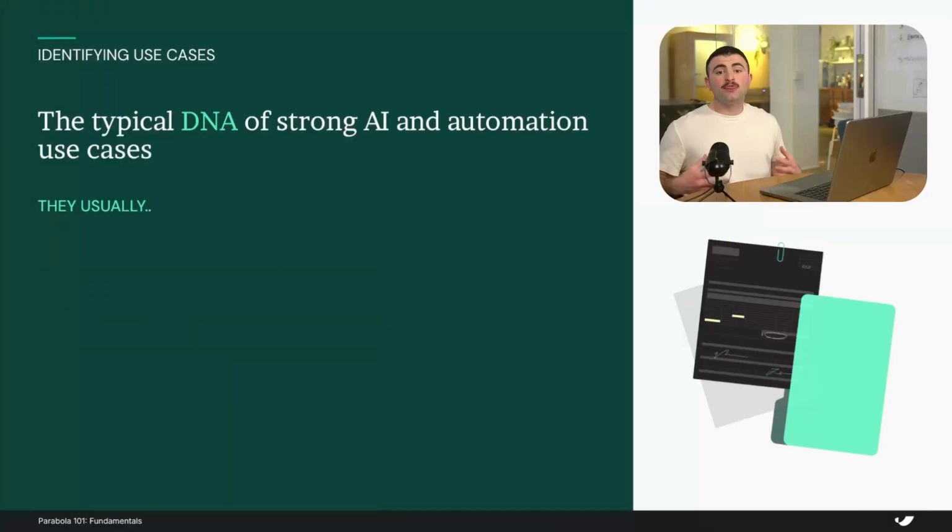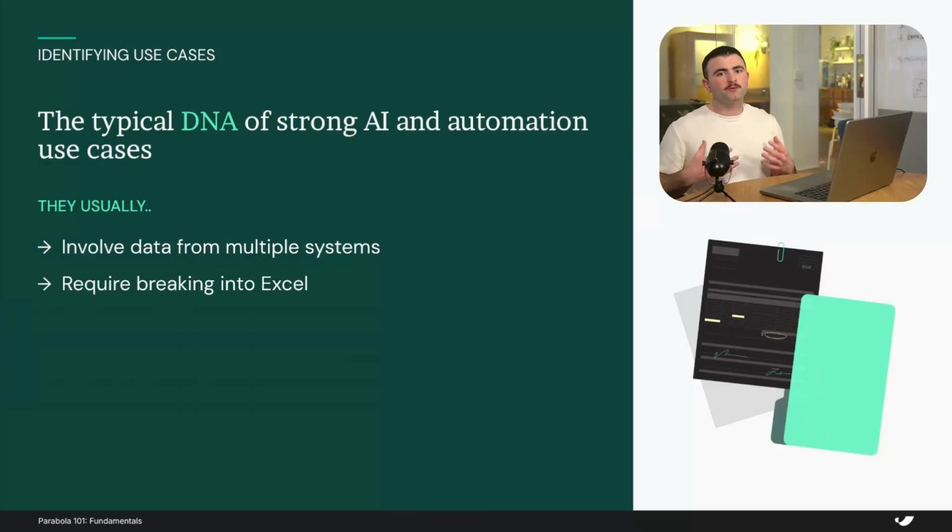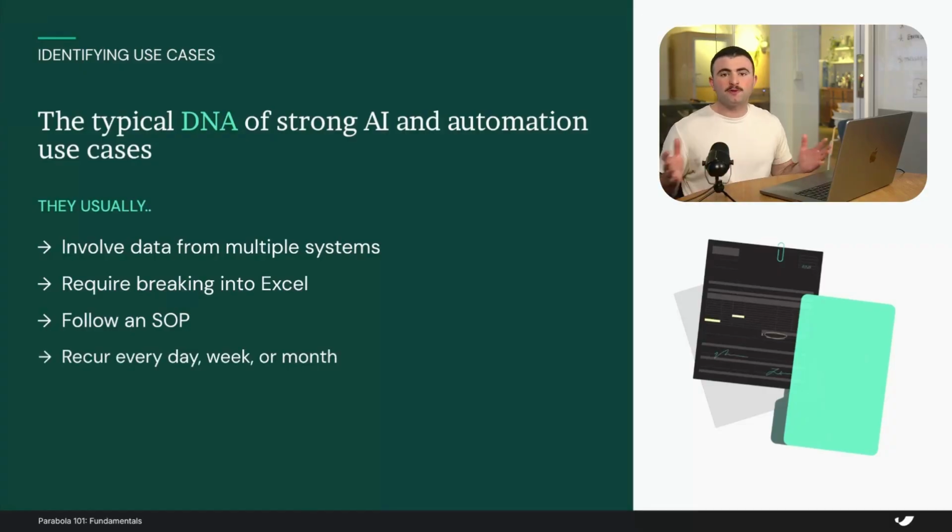And to get started, we'll break down the core characteristics of great Parabola use cases. The best Parabola use cases usually share very similar DNA. They require pulling data from more than one system and require you to break into spreadsheets to clean, combine, and reconcile that data. You usually need to follow some kind of process document or an SOP, and usually we're working on processes that repeat, whether that is once per week or maybe every time you receive an email. And finally, these processes usually impact something that truly matters, whether that is time, accuracy, cost, revenue, or just giving you better visibility into your data.